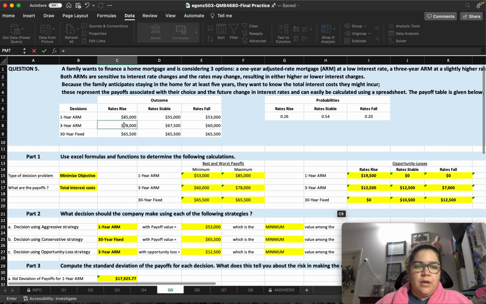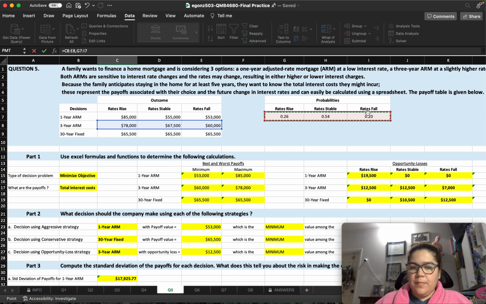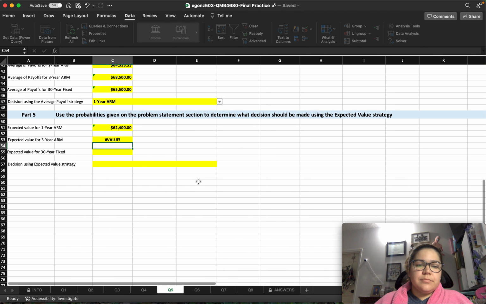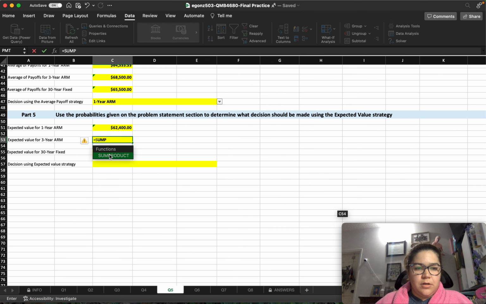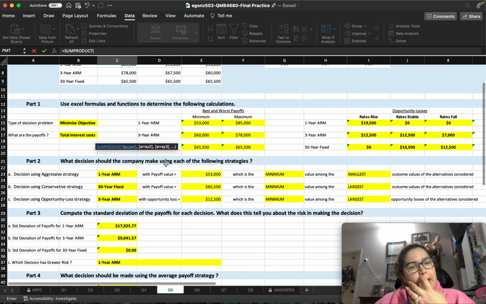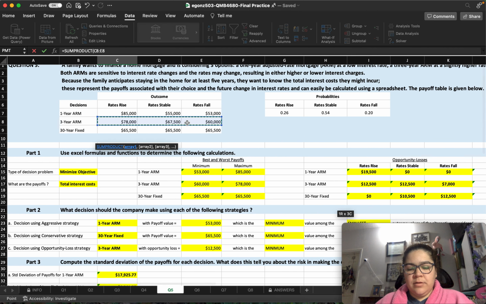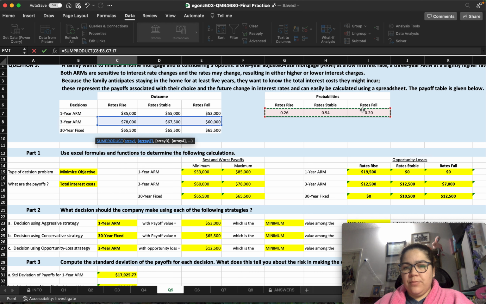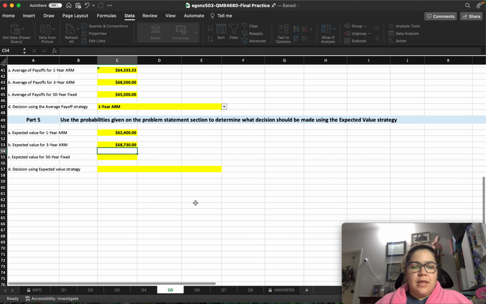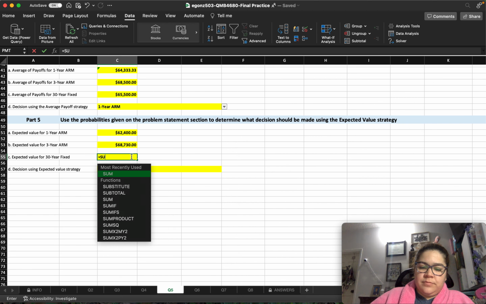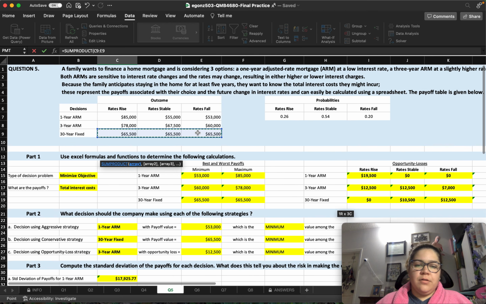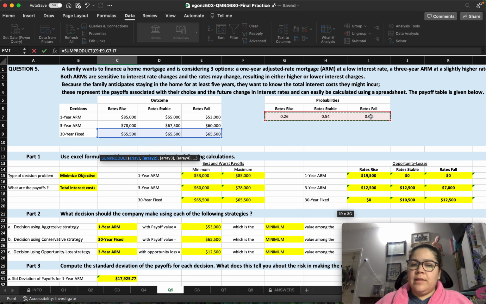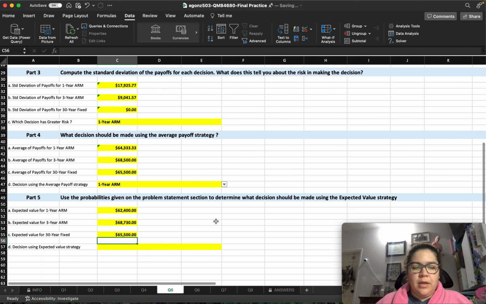So I'm in here for the 3 years, same thing. We're using the sum product. But obviously, I didn't put the formula. I was too busy talking. Sum product, this one, comma, my probabilities. And then I'm going to do the same one here. Sum product, my 30-year. I want to know, calculating these probabilities, how much am I going to end up paying?